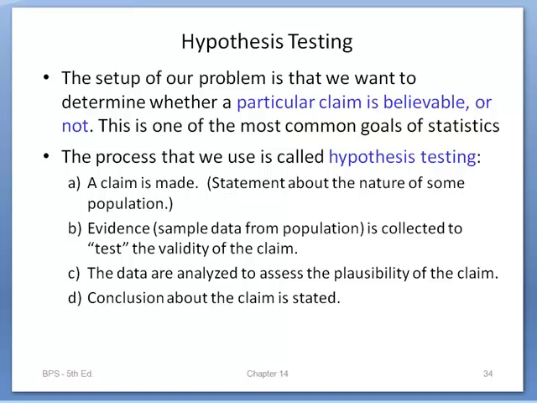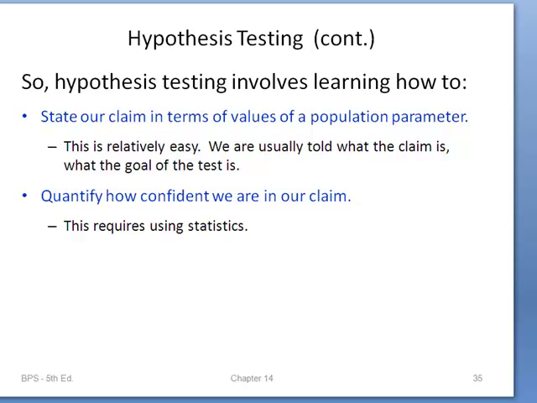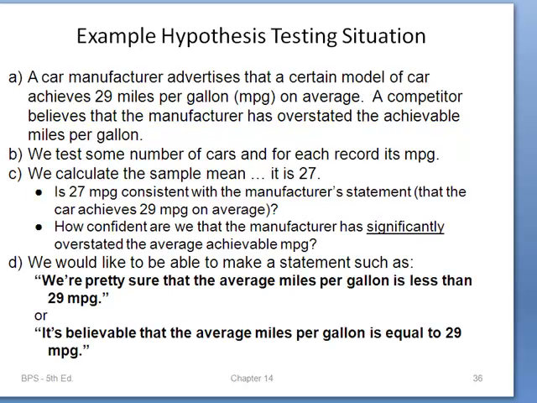Now, when we're doing a hypothesis test, we want to determine whether a particular claim is believable or not. This is one of the most common goals of statistics. The process is called hypothesis testing. So a claim is made, we collect our evidence, then we analyze our evidence, our data, and then we make conclusions about the claim based on the data that we collected. So looking at hypothesis testing, it involves learning how to state our claim in terms of values of a population parameter, and then how to quantify how confident we are in that claim. That requires statistics.